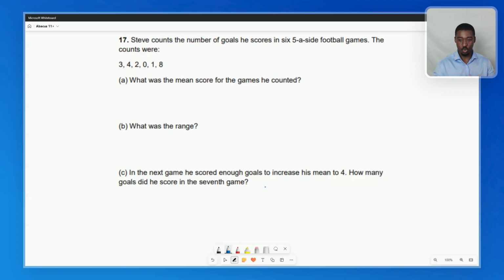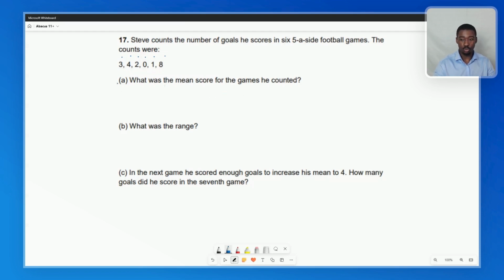Okay, so now let's go through question 17. Steve has counted the number of goals he scored in 6 five-a-side football games. And the counts were 3 goals, 4 goals, 2 goals, no goals, 1 goal, and 8 goals. Okay, so we have that data, that information there. First, we have to work out the mean score for the games he counted.